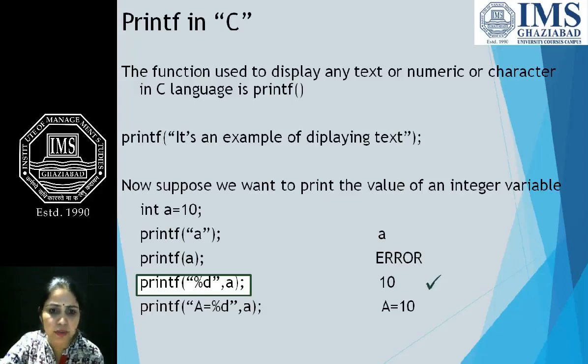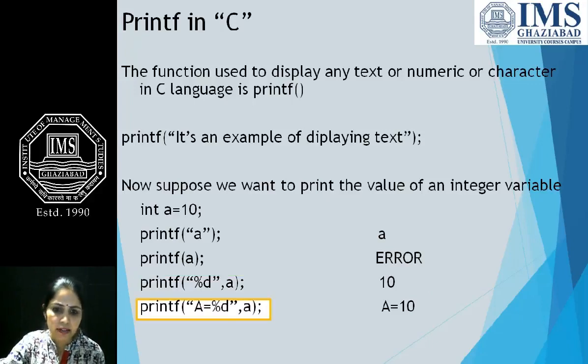There is one more method to display the output. Here, what is a? 10. We can't understand. Now in the next statement, what I have written is printf, and in double quotes a is equals to %d comma a. Now the value of a is 10. This %d would be replaced by 10, and we would be getting a is equals to 10 on the output screen.